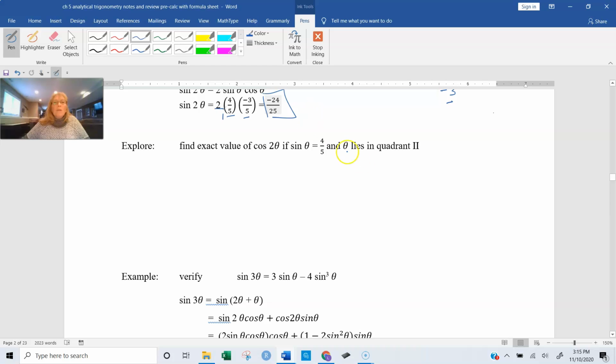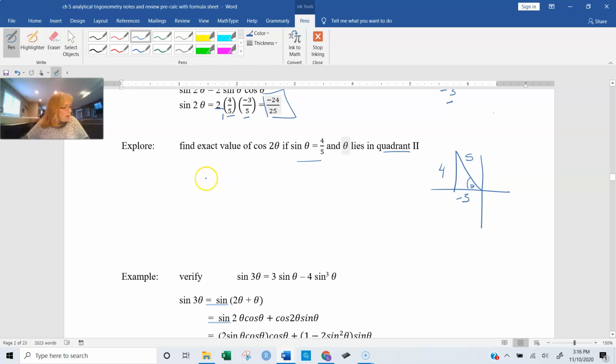Okay, pause and try yours. Again, sine of theta was 4/5, and we were in quadrant 2. So we have the exact same triangle this time. Draw this up, draw this down. Sine is 4/5. A squared plus b squared equals c squared gives us the negative 3 here. This is our theta that we're looking at.